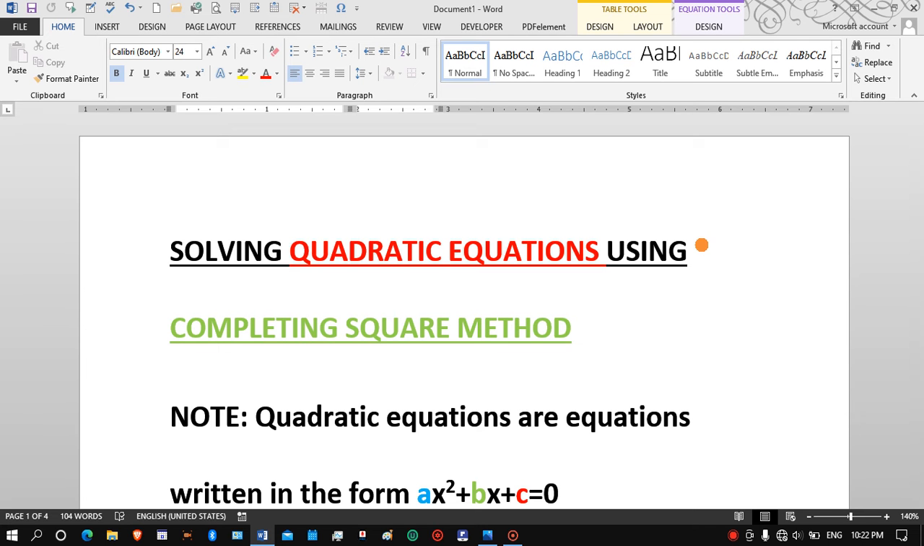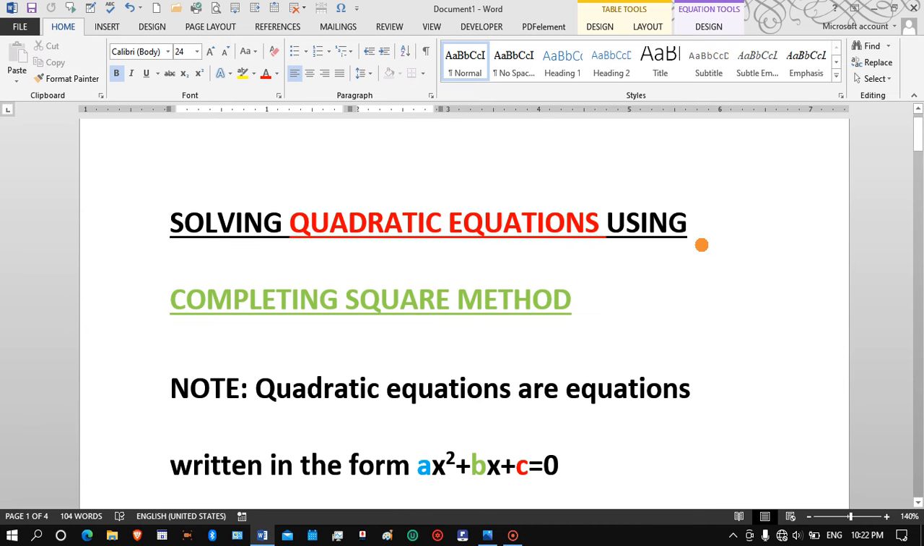Going to show you how you can solve quadratic equations using the completing square method. So in the completing square method, you'll be given an equation and you'll be expected to complete the square so that you can solve the equation. So this is how you go through it.